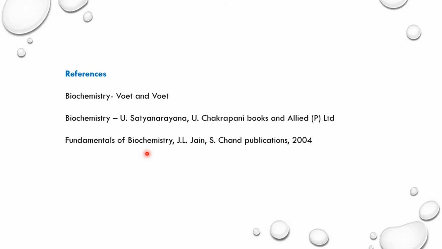So as a summary, we covered the definition of carbohydrate, different classifications of carbohydrates, classification of polysaccharides, and features and examples of homopolysaccharides. So study well. These are the reference texts, and thank you for listening.